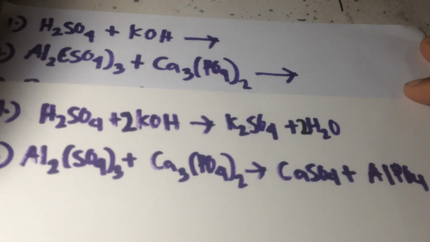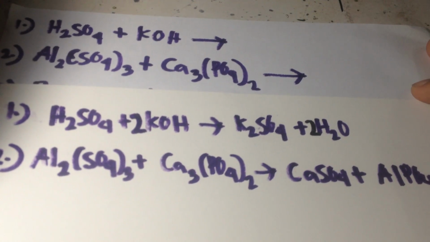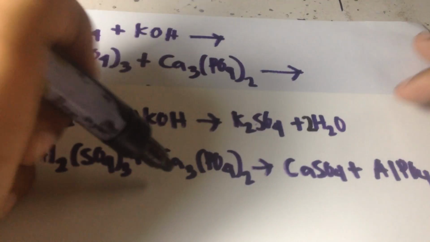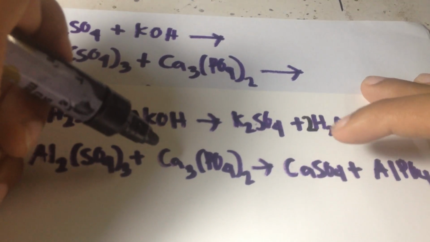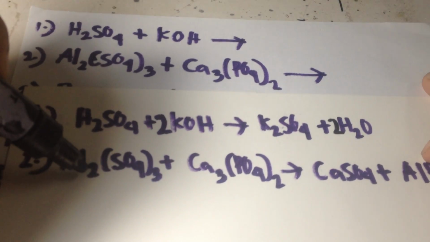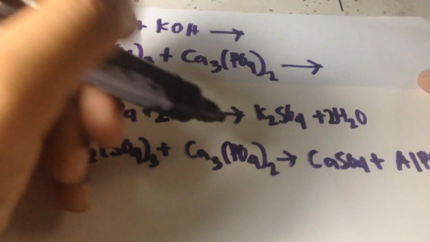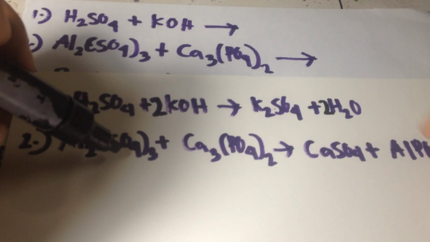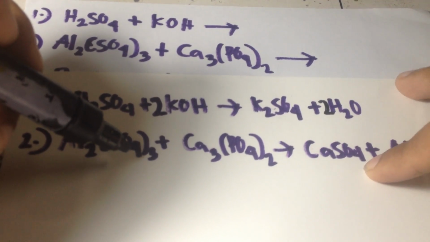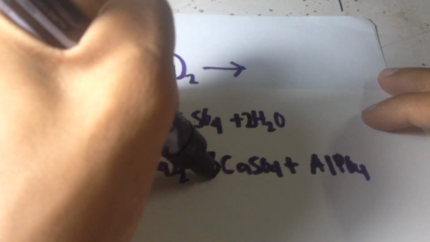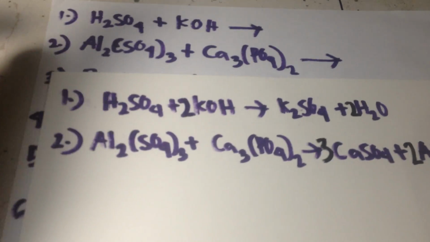So all we need to do is balance. In calcium we have a 3 subscript and 1 subscript here. In aluminum we have a 2 subscript and 1 subscript here. In phosphate we have a 2 subscript and 1 subscript here. And sulfate 1 subscript here and 3 subscript. So you need to balance, so you multiply 3 here and you multiply 2 here. So it's already balanced.